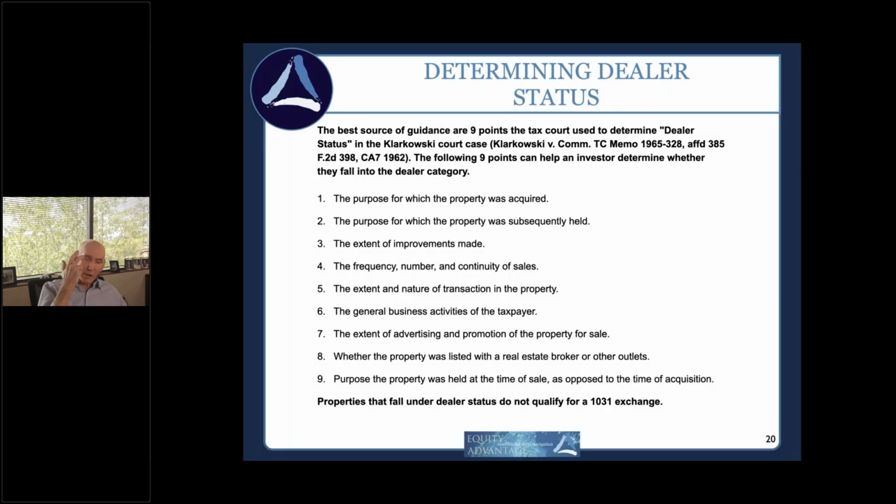Now, when we're looking at this stuff, like I said, it's a business. So dealer status is something we take very seriously. I look at this Clarkowski court case. When I'm looking at my IRA 401k clients, I work with this court case to determine whether somebody's subject to UBTI, unrelated business taxable income, which is dealer status once again. In the 1031 world, we're going to look at it to see whether the property fits for 1031 purposes and what kind of tax consequence is going to be there.